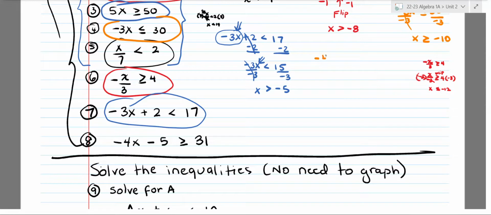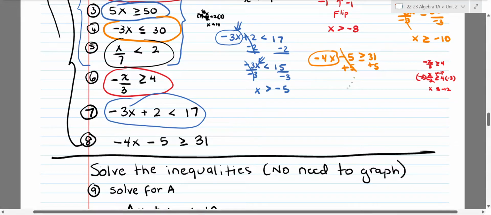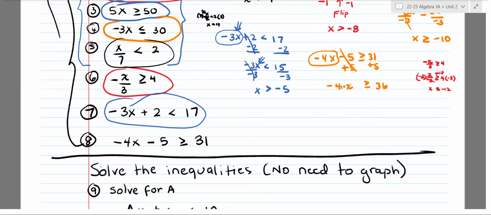So we have negative 4x minus 5 greater than or equal to 31. First you want to focus on the term that has the variable. That's what we want, so it does not move. So we do plus 5, plus 5. Now we have negative 4x, which is multiplication, remember. How do we undo the multiplication? We do division. So we divide negative 4 out. Oh, and then we have to flip because it's negative. So x is less than or equal to negative 9.